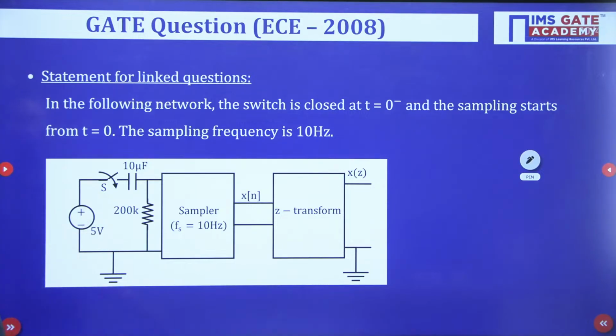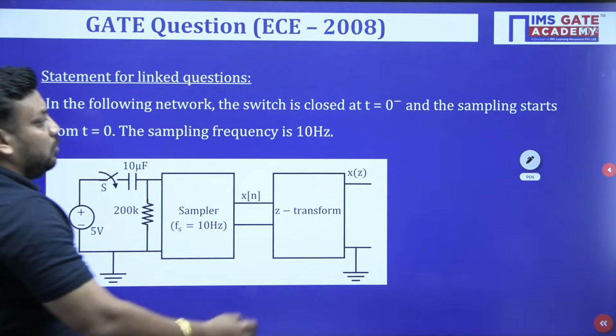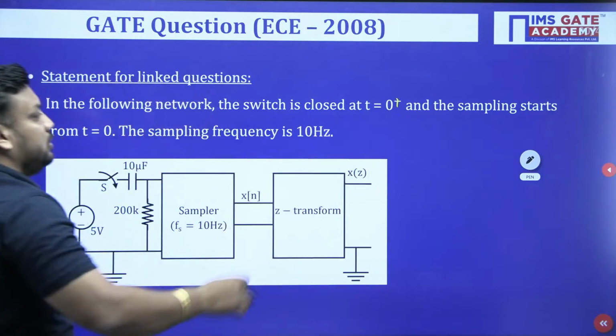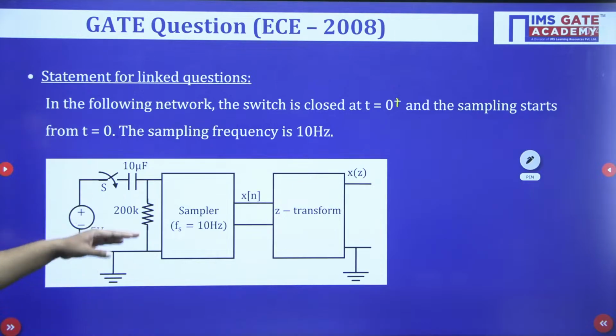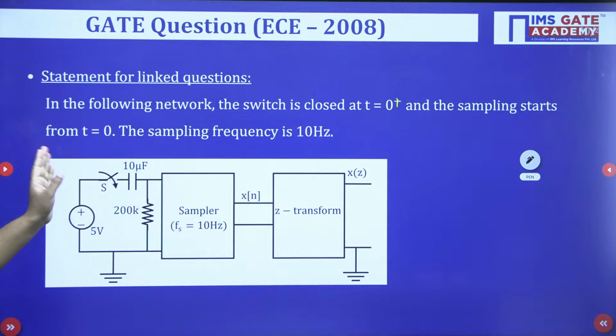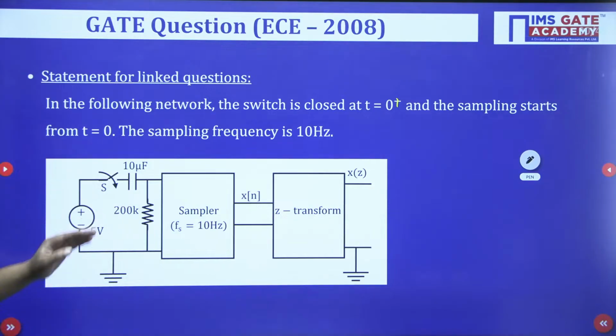In the following network, the switch is closed at t equal to 0 minus, and the sampling starts at t equal to 0. Sampling frequency is 10 hertz. So it means at t equal to 0 plus, the switch is closed and sampling starts at 0. When the switch is open at 0 minus, after that it is on. So we are talking about when the switch is closed.